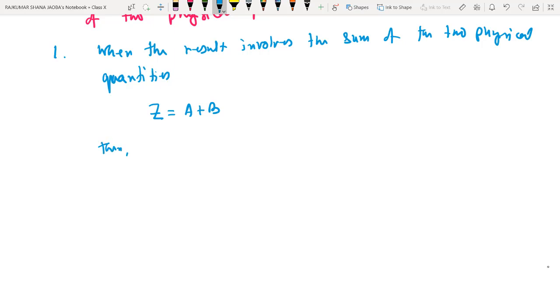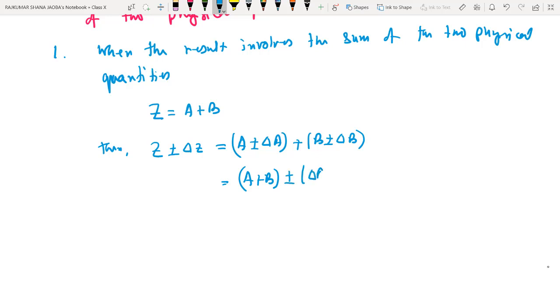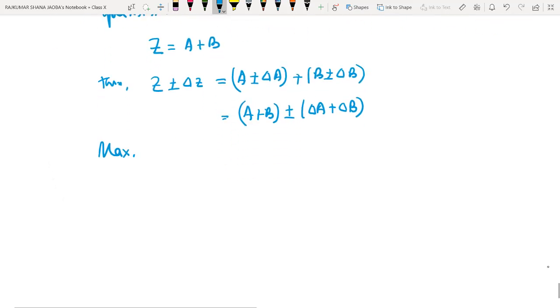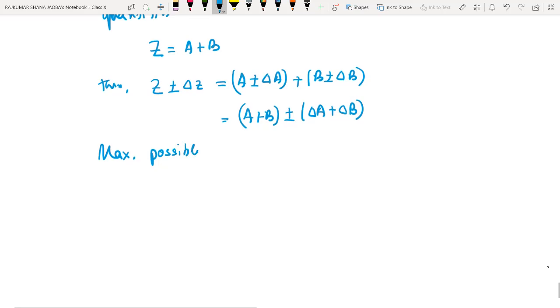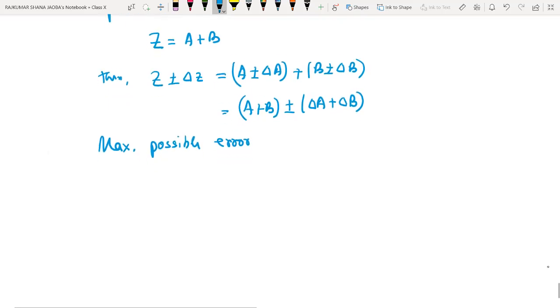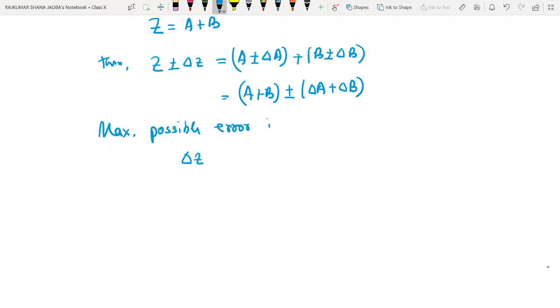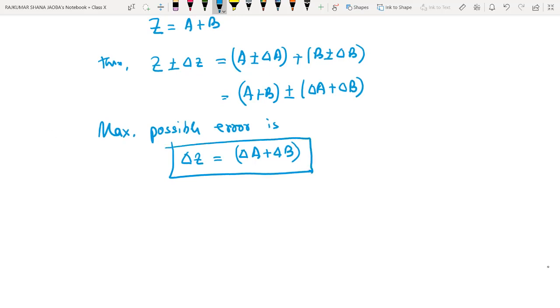Then considering the errors, Z plus minus delta Z equal to A plus minus delta A plus B plus minus delta B. So A plus B plus minus delta A plus delta B. So the maximum possible error is delta Z equal to delta A plus delta B.